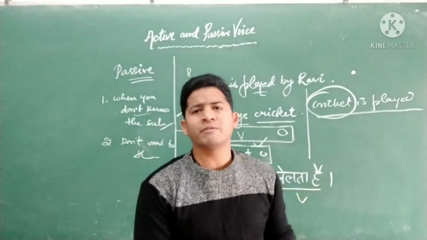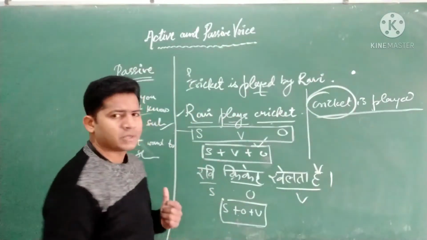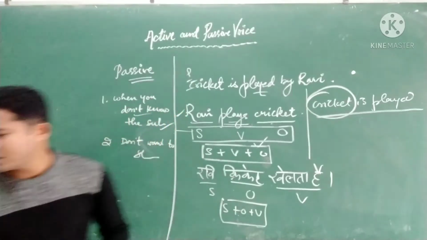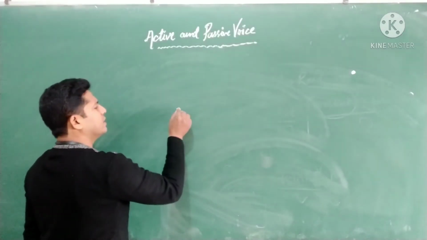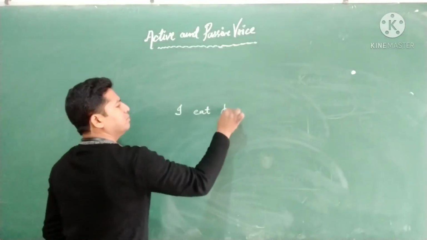So this is how a sentence in active voice looks, and we talked about passive voice and the use of passive voice. Now let's understand the basic difference between these two types of sentences. Let's see. A simple sentence, like if I say, I eat pizza.